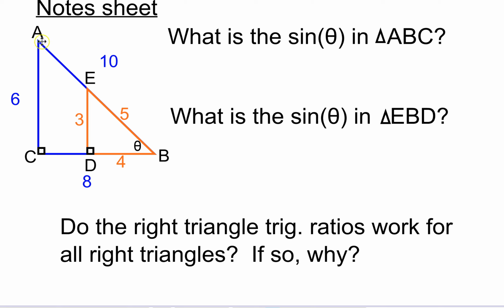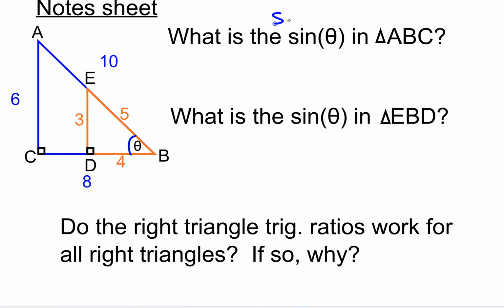So let's take a look. We got two triangles here. We got blue and orange. The blue triangle, ABC. We want to find the sign of theta. So theta is the angle we're looking for. So what we got to do is find that theta. Well, it is right here.